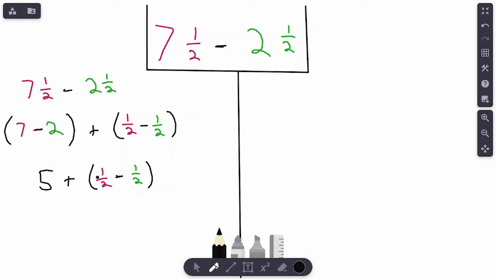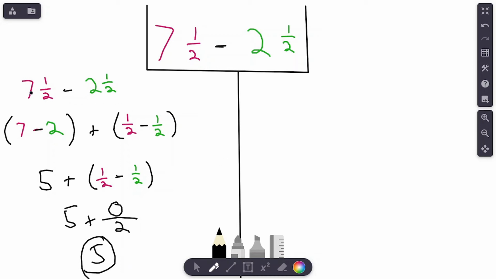Well, what is 1/2 minus 1/2? Let's think. 1 minus 1 is 0. Let's draw a better 0 there. Sorry about that. 2 over 2, or excuse me, 2 minus 2. We don't subtract the denominators. They stay the same. So we have 0 over 2. So we have 5 plus 0 over 2. What does that mean? What's 0 over 2? If you've got 0 over 2, you've got nothing. So our answer is just 5.